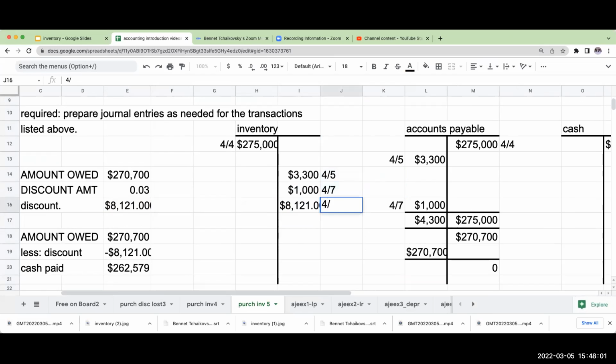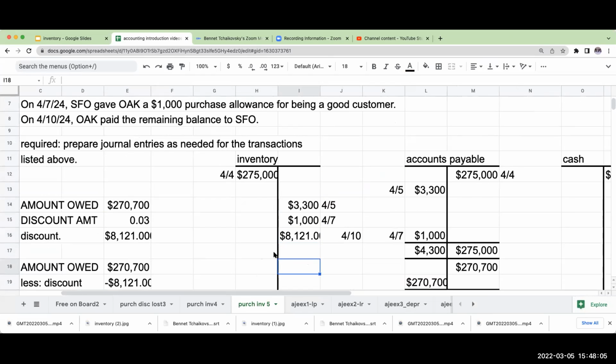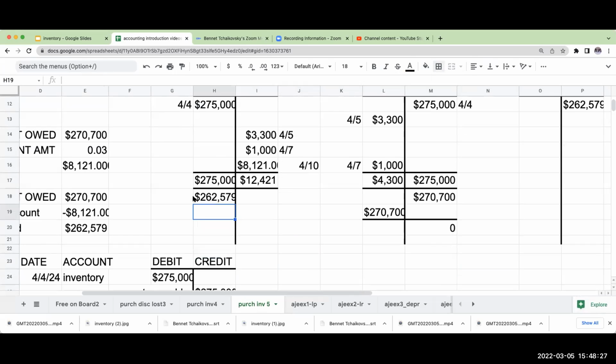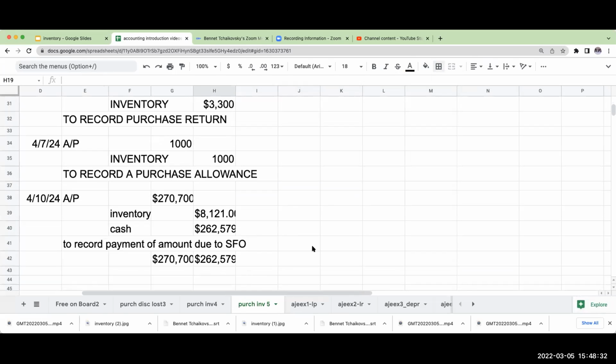And over here, when I do that on April 10th, what I now have in my inventory account is 275,000 in total debits, and credits for the purchase return, purchase allowance, and then the purchase discount. So the ending carrying amount of my inventory, which happens to be the amount of cash I just paid, is $262,579. So again, this is how we go through and make these journal entries.